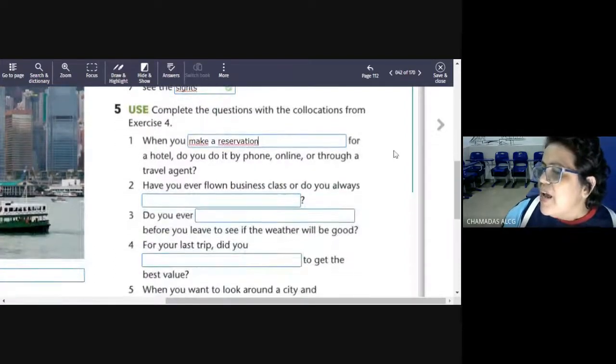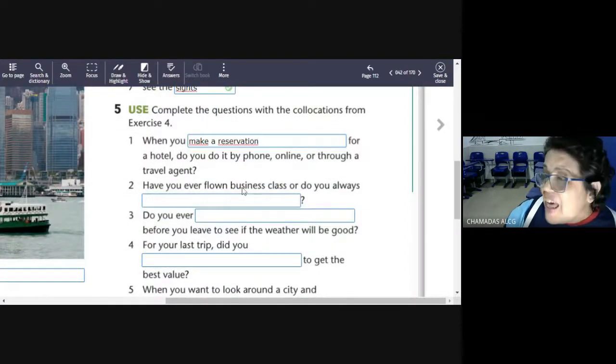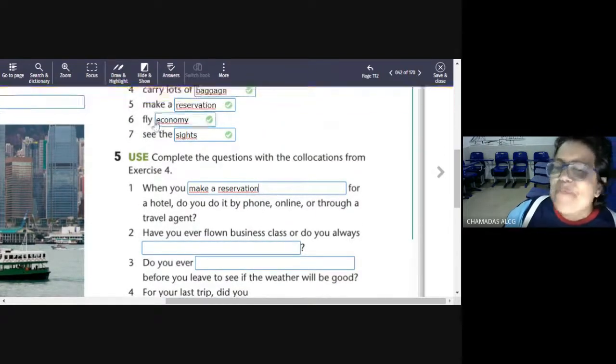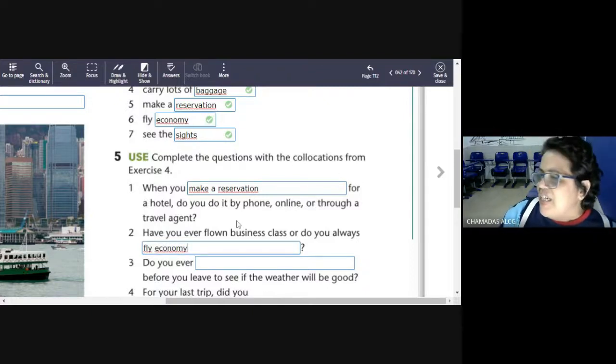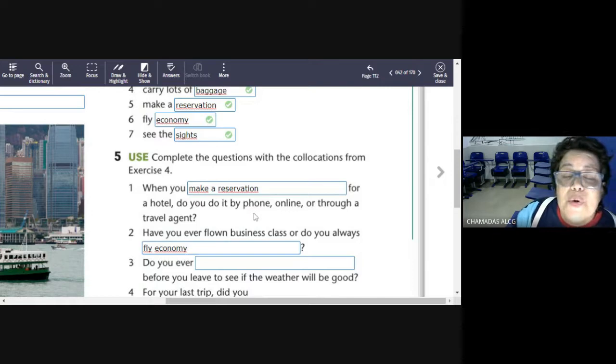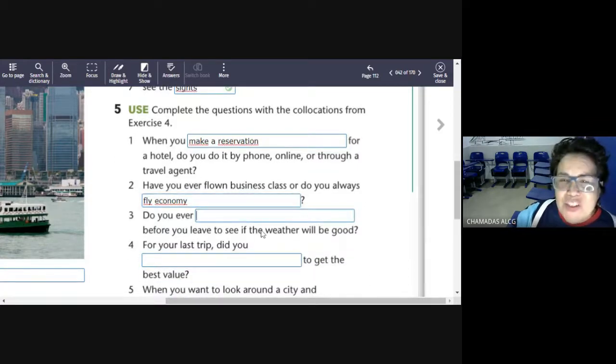All right. Have you ever flown business class, or do you always fly economy? Okay. Yes, I have already flown business and first class. Yes, I've been lucky. What about you? Have you ever flown business? No, never. Okay, I hope you have a chance to do that one day.